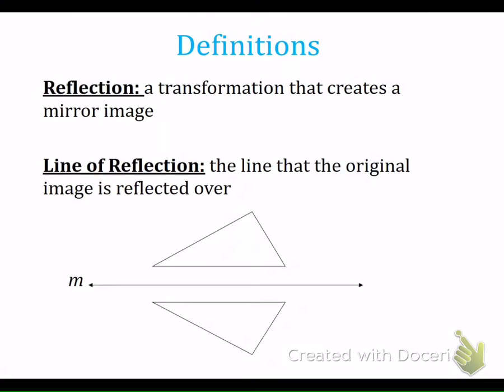Hold on. All right, so right here, the two triangles, they're a reflection, and this is the line of reflection. So you take a figure, you basically flip it over a line. Everything is backwards. The line is called the line of reflection.